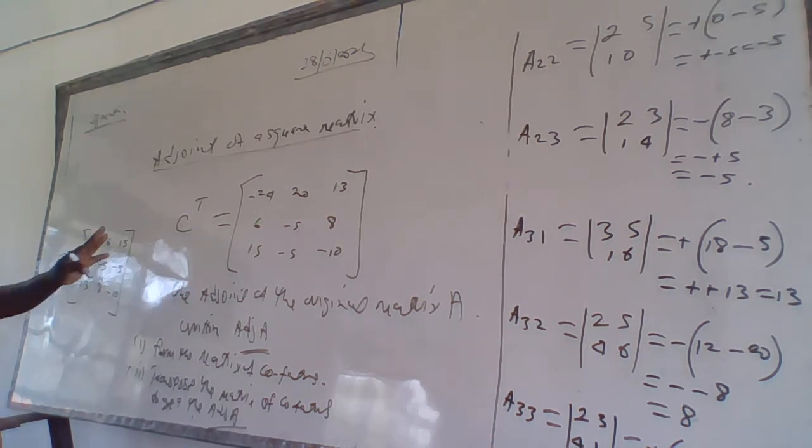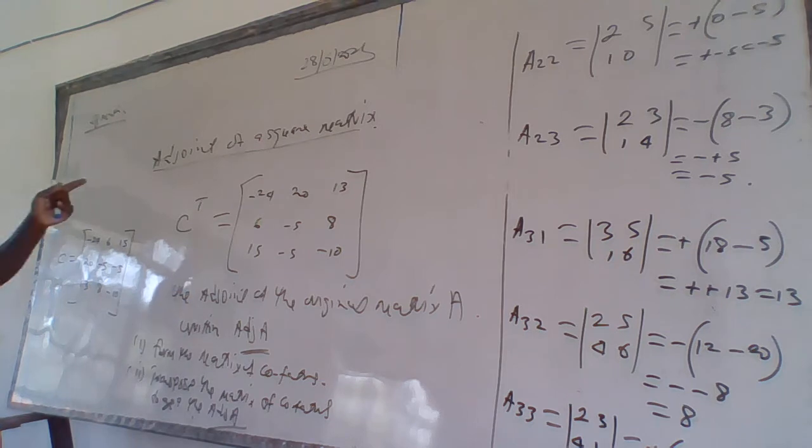Anybody with a question here? Okay, so far we have discussed how to get the determinant of a square matrix. Now we know how to get the adjoint of a square matrix. Now I want us to move on and discuss how we can get the inverse of a square matrix.